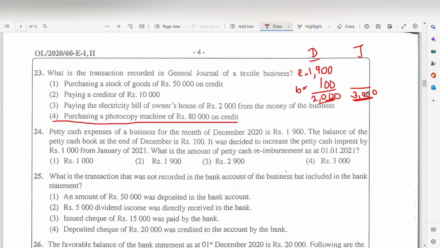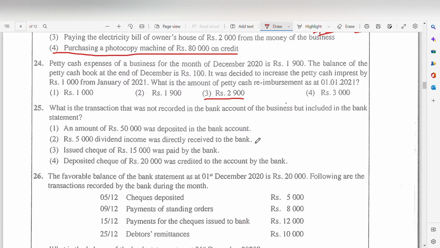What is the amount of petty cash reimbursement as at 1st January 2021? At the beginning of the year, how much should you reimburse to petty cash now? You have a balance of 100. It should be 3000. So you have to add on 2900, so that you already have 100 in the opening balance. With that you achieve the imprest of 3000. So the answer is answer 3.